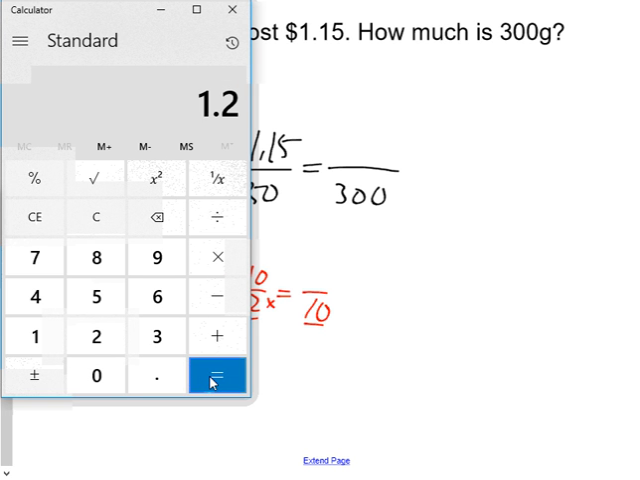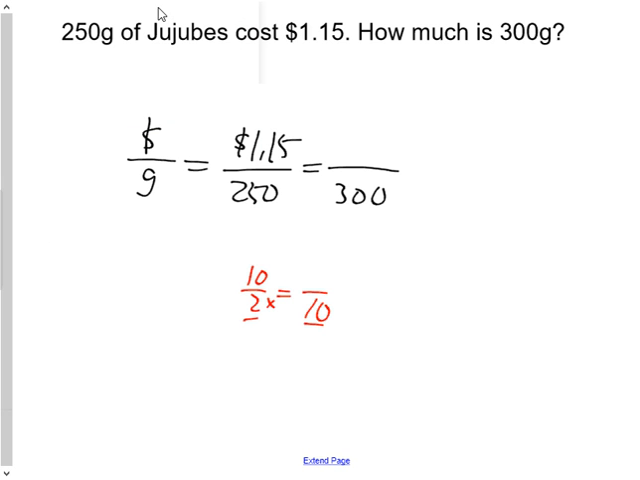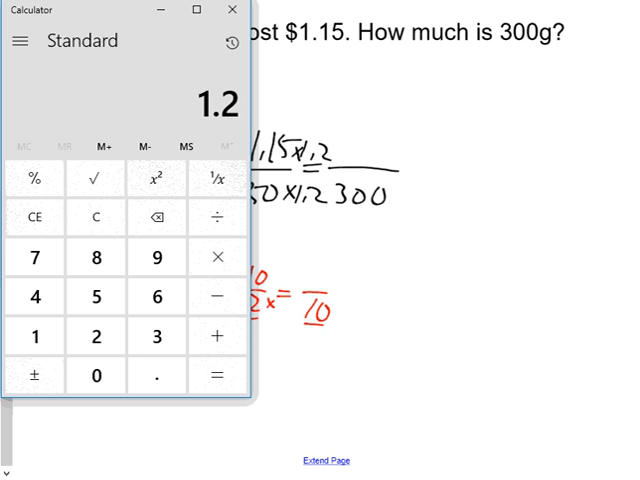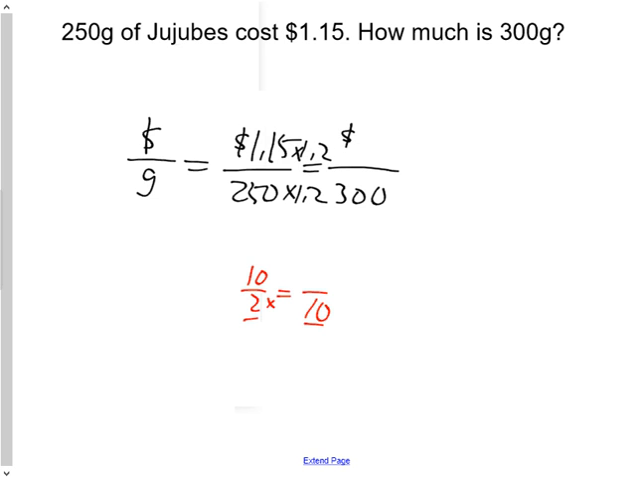So I'm going to multiply 250 by 1.2 to get 300. I'm going to multiply this by 1.2. And $1.15 multiplied by 1.2 is $1.38. So therefore, it's $1.38 for 300 grams of jujubes.